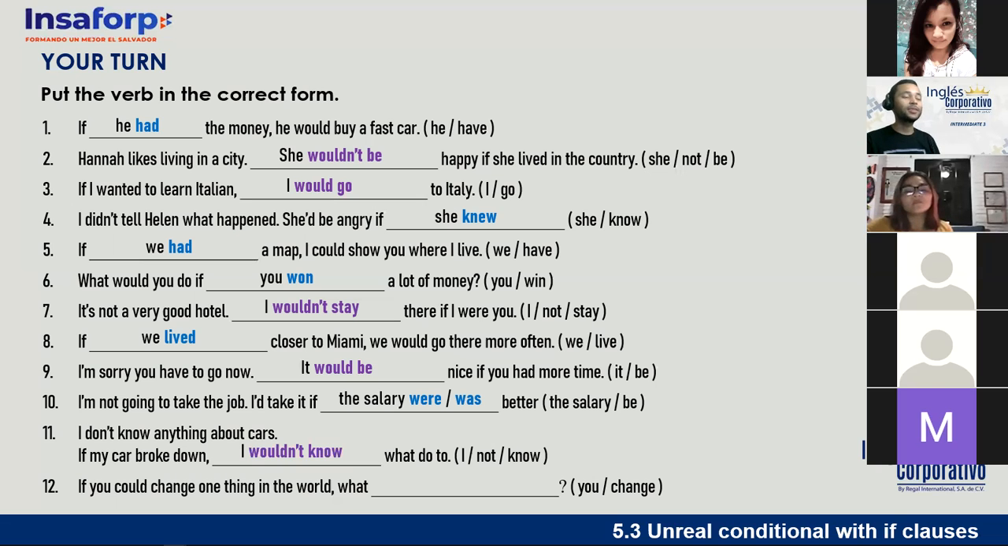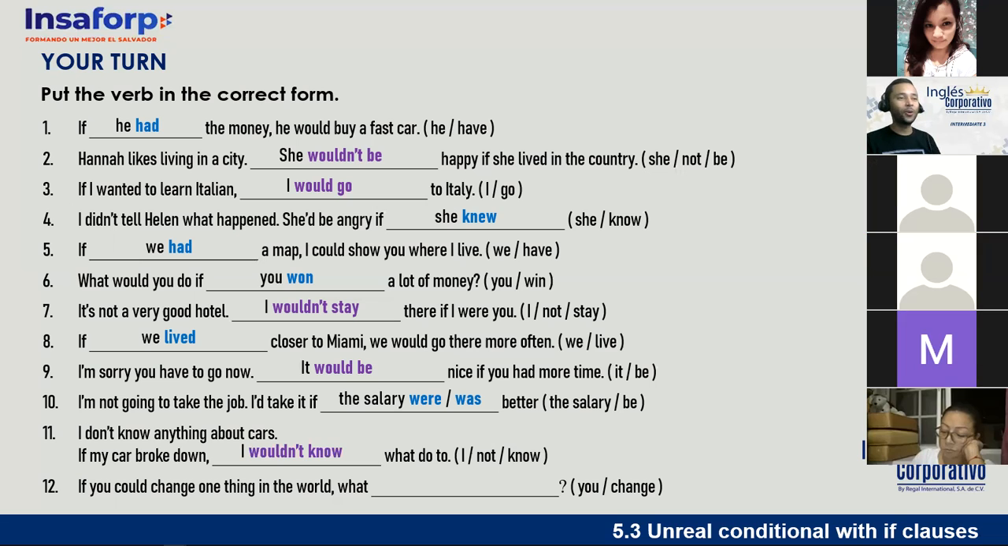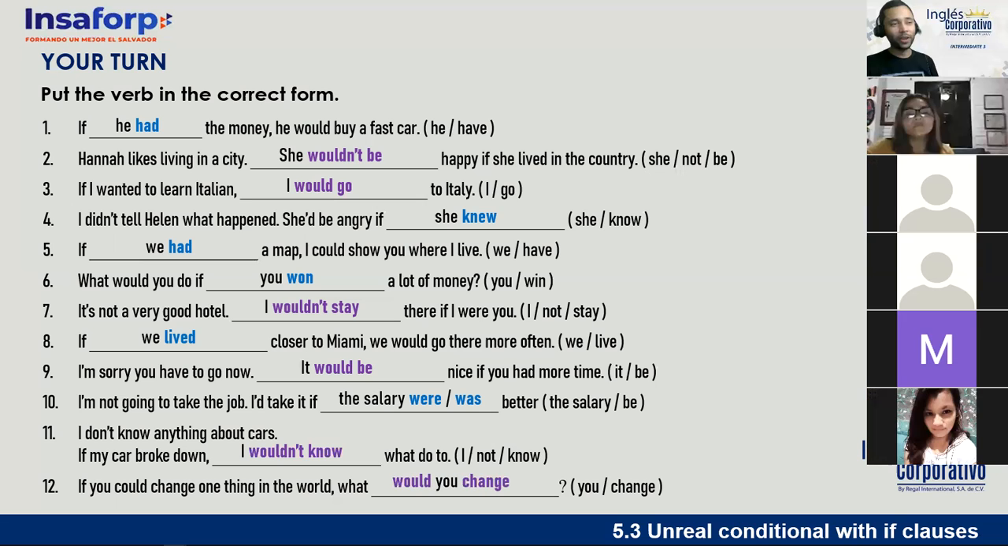It's a question. Estela wants to participate. Okay, Estela, go. If you could change one thing, anything in the world, what would you change? That's right. Thank you, Estela. That is the correct answer.